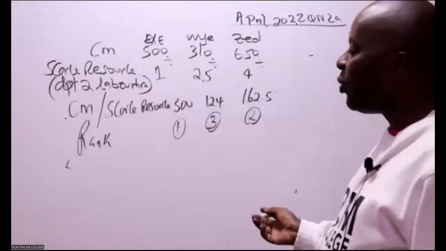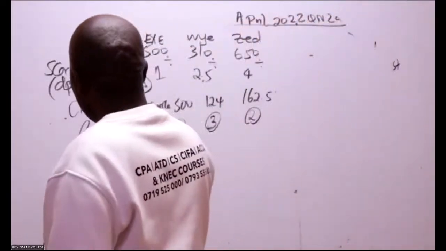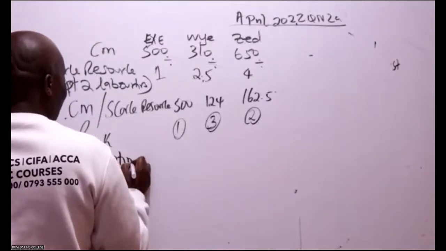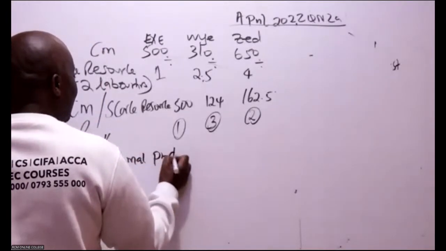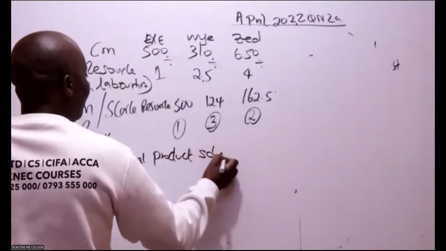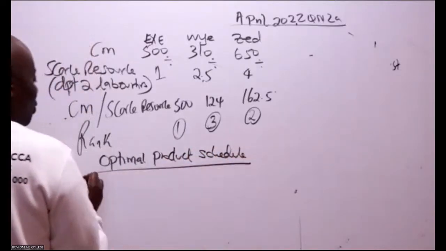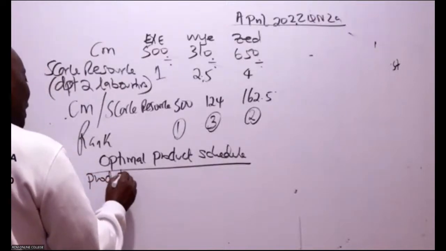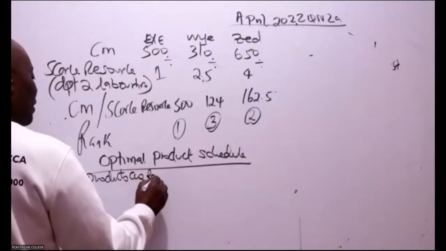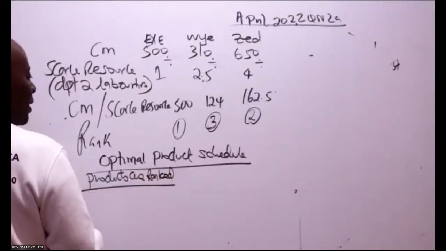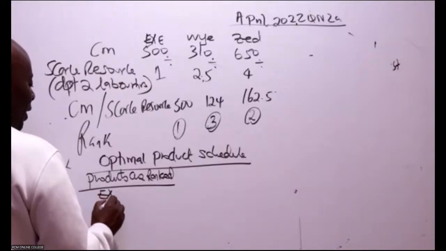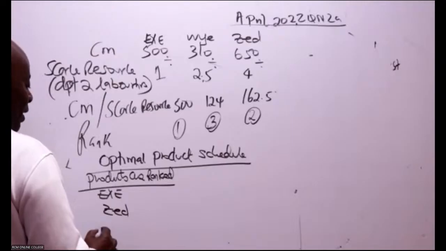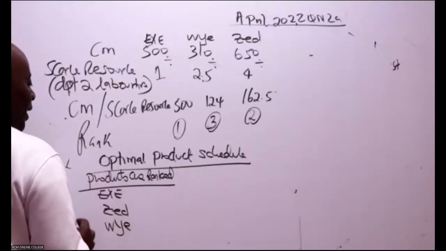So from there you give us the optimal product schedule. That is the last step. So optimal product schedule, you give us here products as ranked. So we have X is number 1. We have Z is number 2. And then lastly, we have Y is number 3, like that.